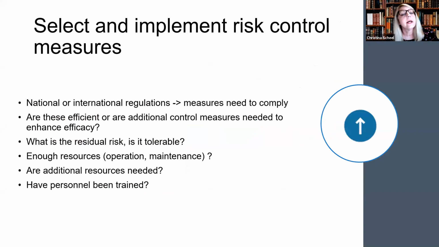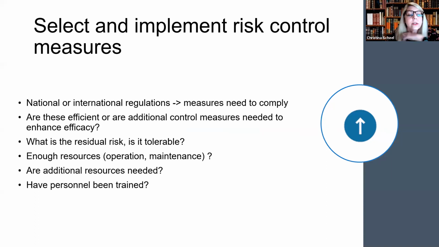Okay, and the next step is selecting and implementing risk control measures. Things that you need to consider. Are there national and international regulations surrounding the risk control measures, or maybe the biological agent that you're working with? And what measures do you need to take to comply? And if that's the case, are these efficient? And do you need additional control measures to enhance the safety and lower the risk even further? What is the residual risk that you've measured? Is it tolerable? Do you accept that risk?